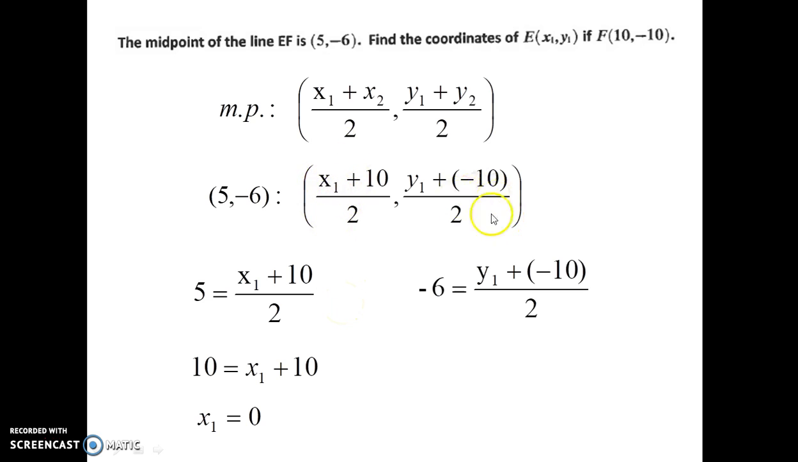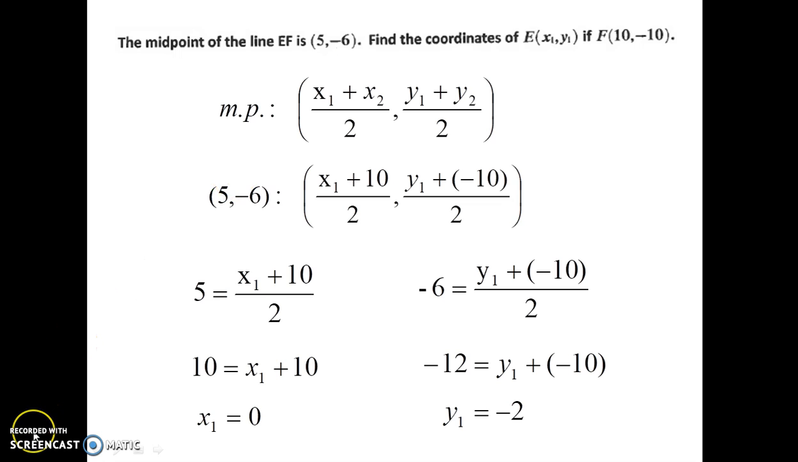Let's try the same thing for y. All of this must create the y value of the midpoint, so negative 6 equals all of that. Multiply by 2 to get rid of this 2. You get negative 12 equals that. Now you can add 10 to get rid of that negative 10. Add 10 on both sides. So y1 equals negative 2. So there it is. That missing point here, E, must be 0, negative 2. And this is the other endpoint, and then there's the midpoint.